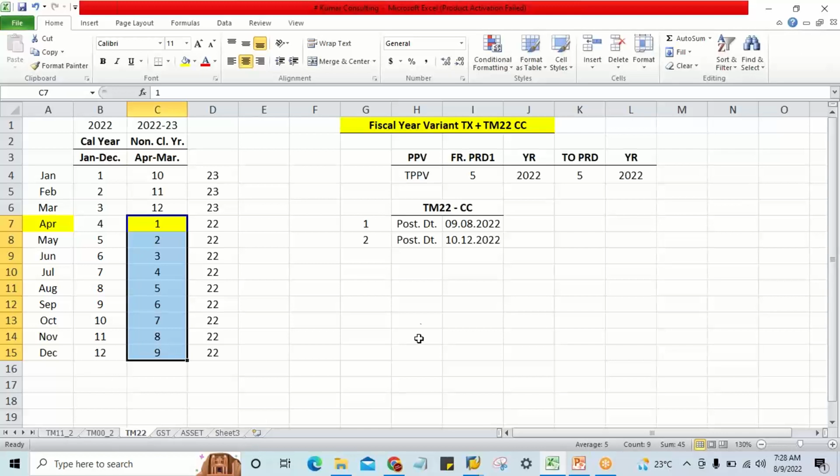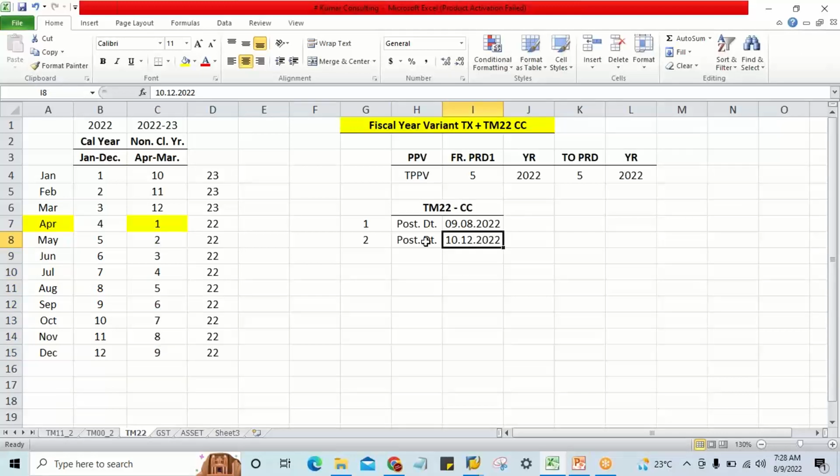Look here. Posting date is 10th of December. December means the 9th period. Based on our setting, SAP will come to know it is the 9th period. If the 9th period is open, then SAP is going to allow it. And which year, guys? The year is 2022 only. The fiscal year is 2022 itself. So here 22 and here also 22. Where is the challenge? Here is the challenge.